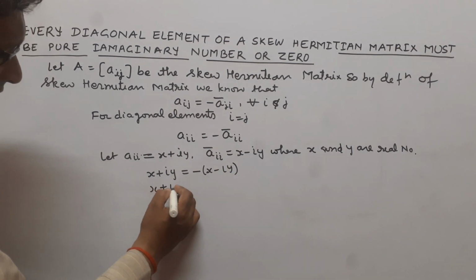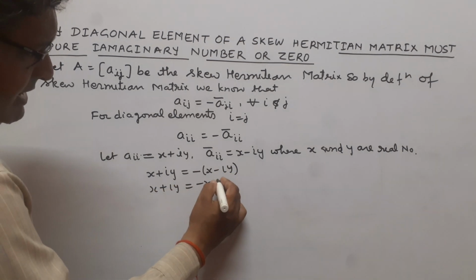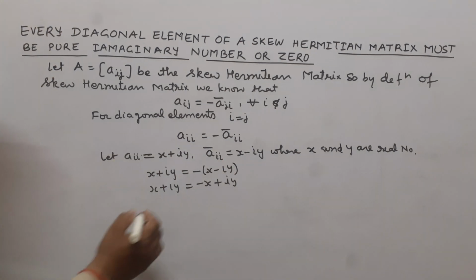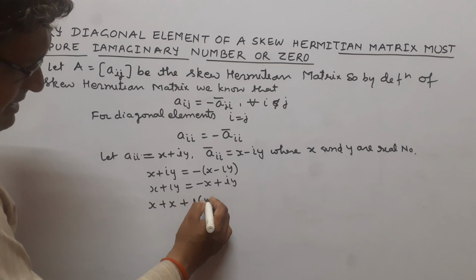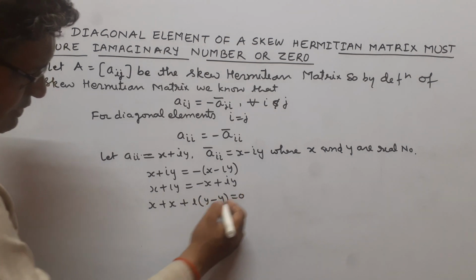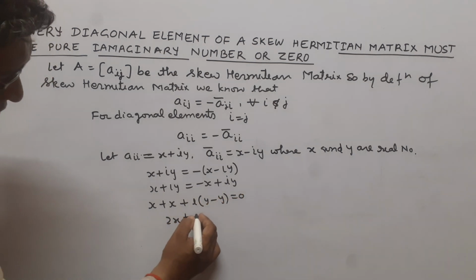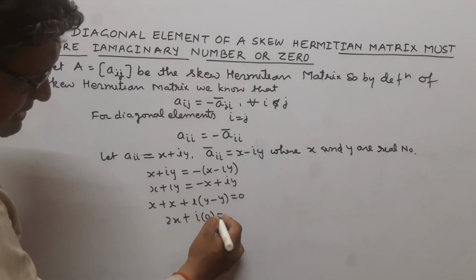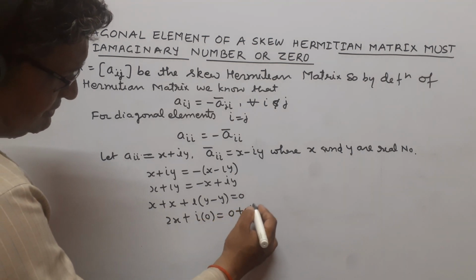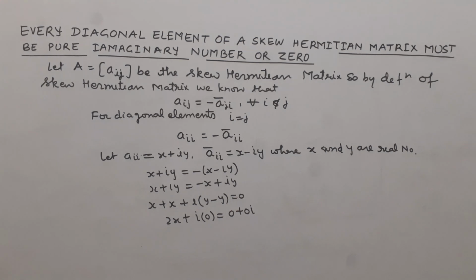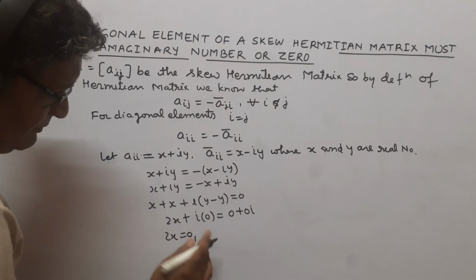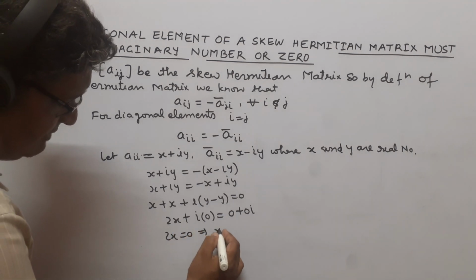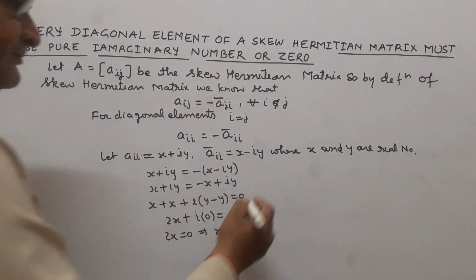So we get x plus iy is equal to minus (x minus iy). So this can be written as 2x plus i times (y minus y) equal to 0, that is, 2x plus 0i is equal to 0 plus 0i. Now we equate real and imaginary parts. We get 2x equal to 0, so x is equal to 0.